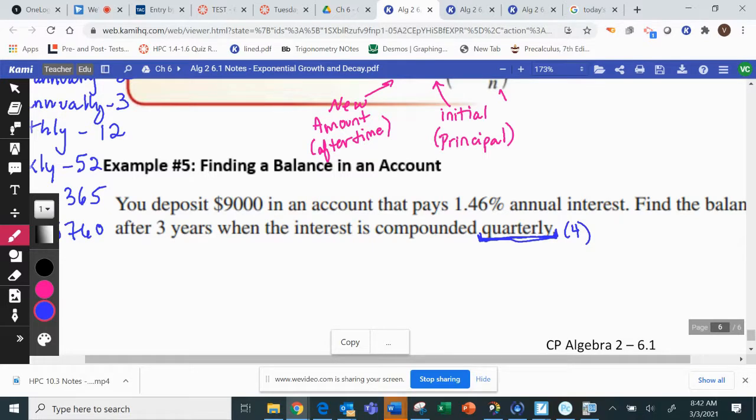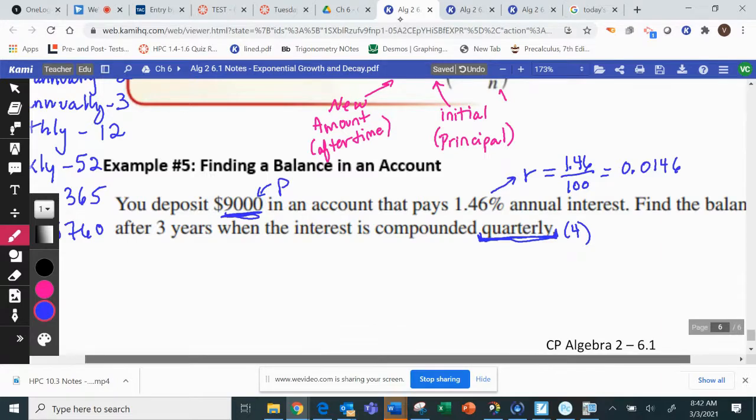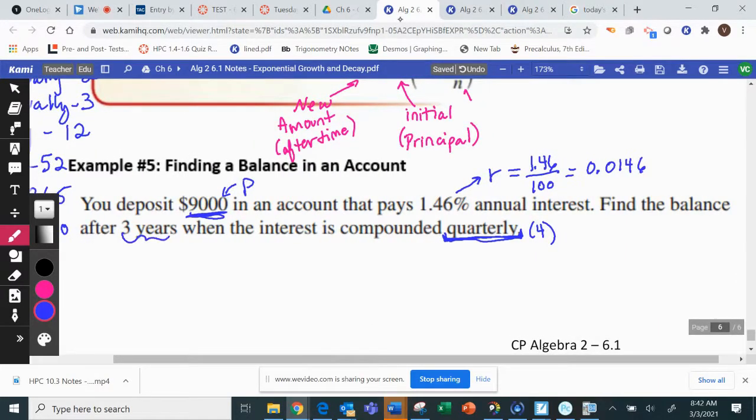All right. So we deposit $9,000. $9,000 is the principal. That's our P. In an account that pays 1.46%. So that is not the R. How do we find the R? We divide it by 100. We do 1.46 per 100%. So our R value is going to be 0.0146. And then we find the balance after 3 years. So that is T. When the interest is compounded quarterly, so that is our N.